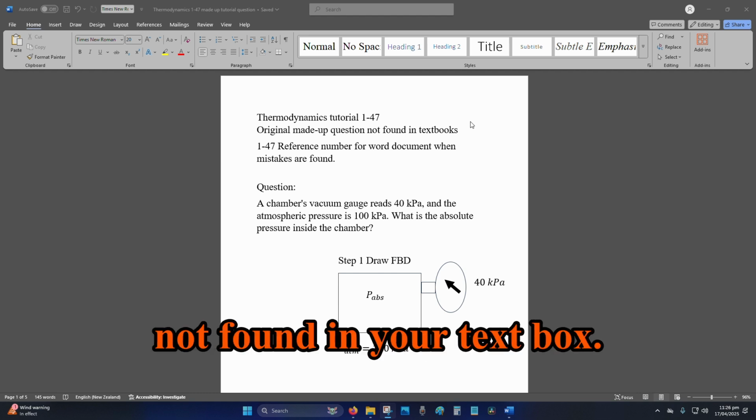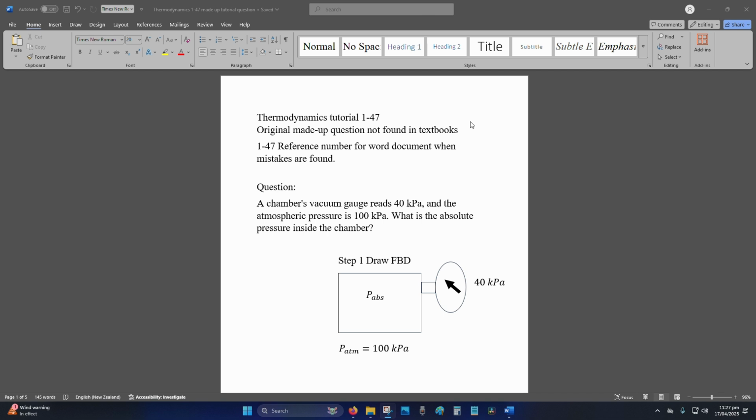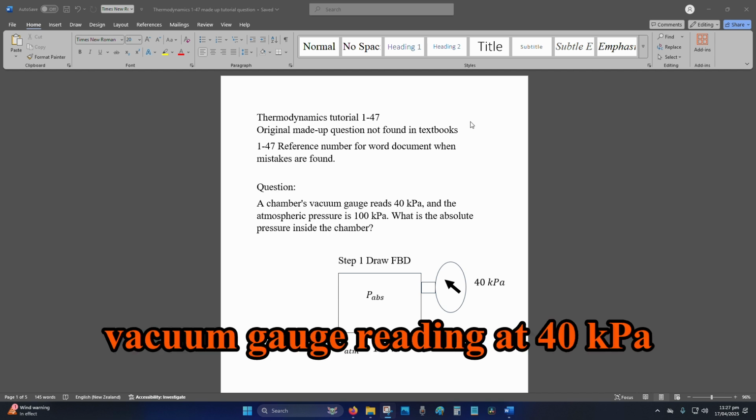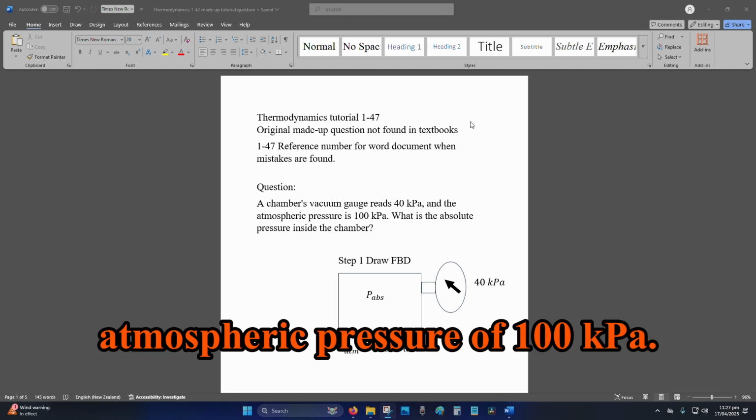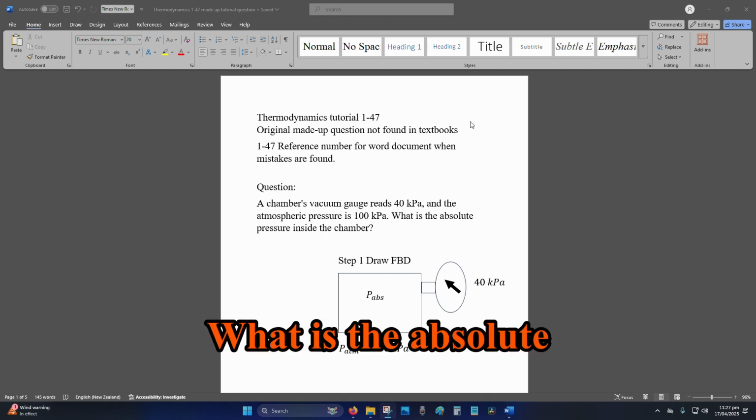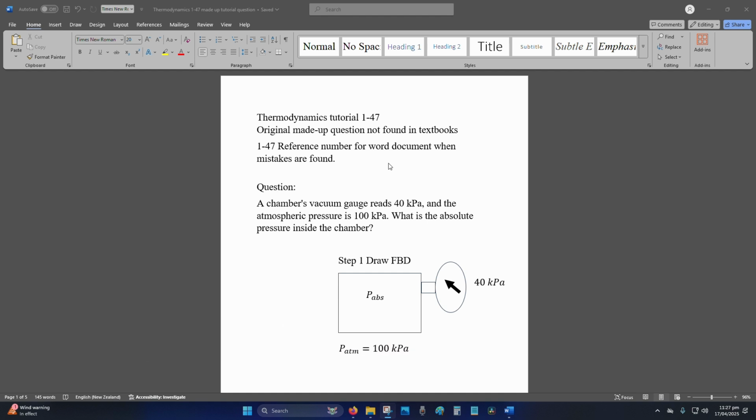This is a made-up question not found in your textbooks. We have a chamber with a vacuum gauge reading at 40 kPa and we have an atmospheric pressure of 100 kPa. What is the absolute pressure inside the chamber?